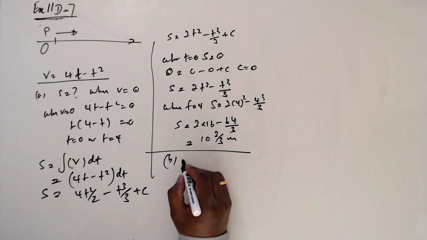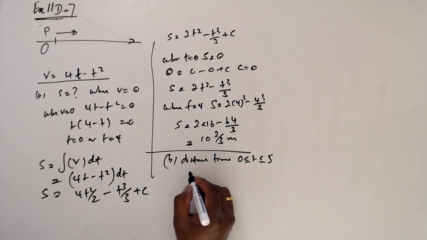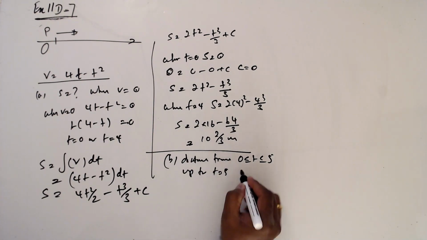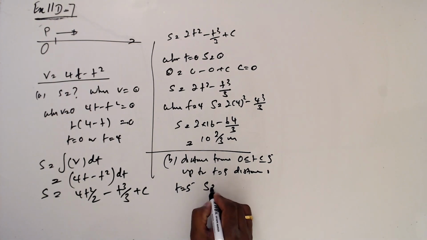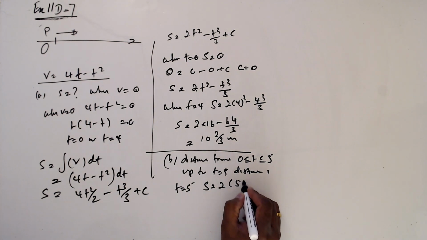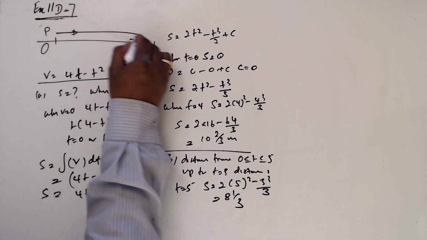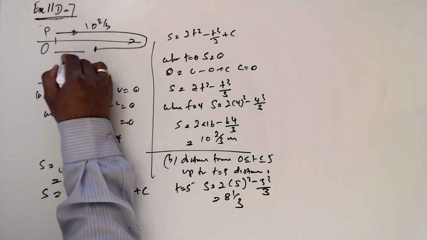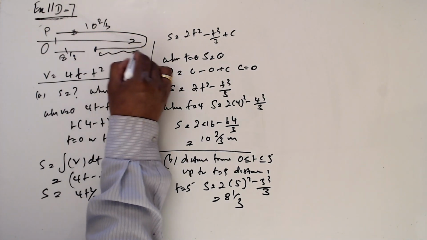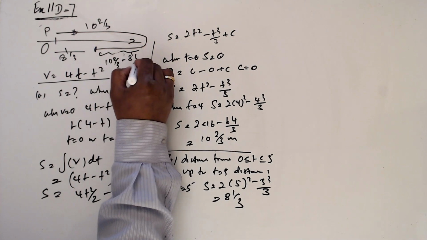Part B, we want to find the distance traveled up to t equals 5. So we'll find when t equals 5, s is 2 times 5 squared minus 5 cubed over 3. So this value is going to be 8 1/3. Now we need to find the distance. This is 10 2/3, and we found this distance is 8 1/3. So then this distance is 10 2/3 minus 8 1/3.